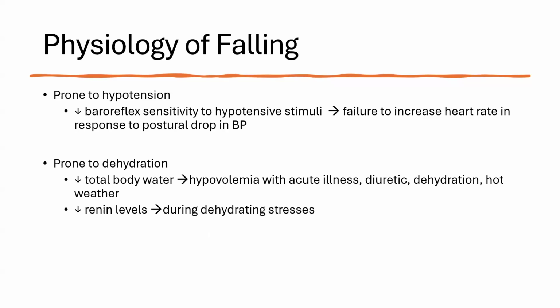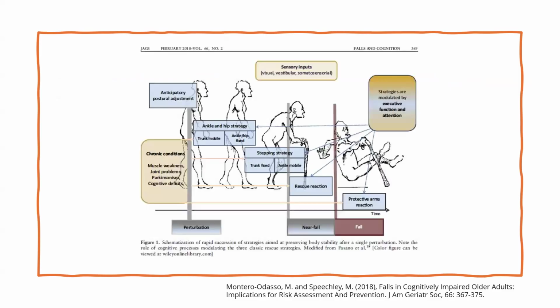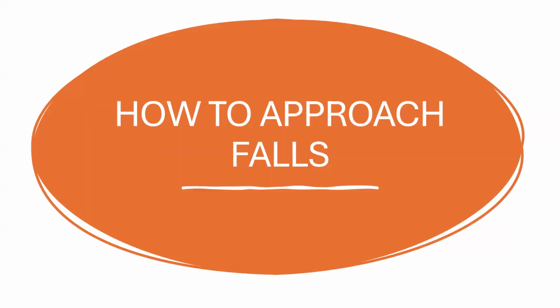The elderly are also more prone to hypertension due to decreased baroreflex sensitivity to hypotensive stimuli, and they are also more prone to dehydration with a decreased total body water. So this schema highlights the relationship between gait and cognition, and the role of the brain motor control center in fall risk. So inattention and impaired executive function lead to slowed gait and instability and difficulty with performing the classic rescue strategies or righting strategies.